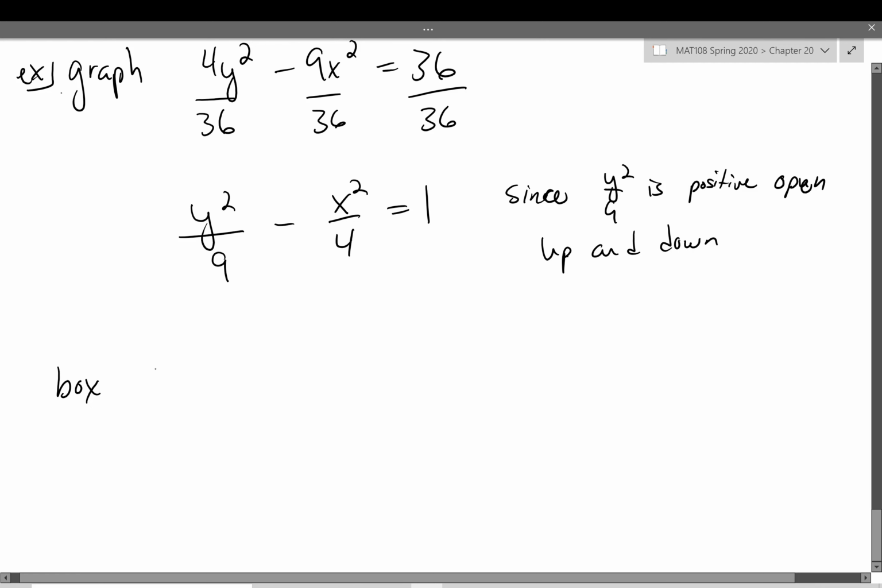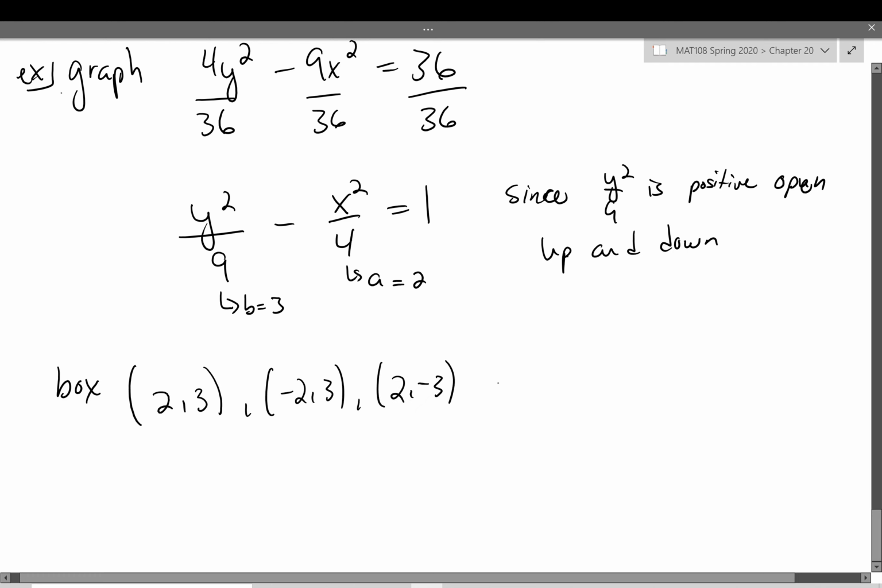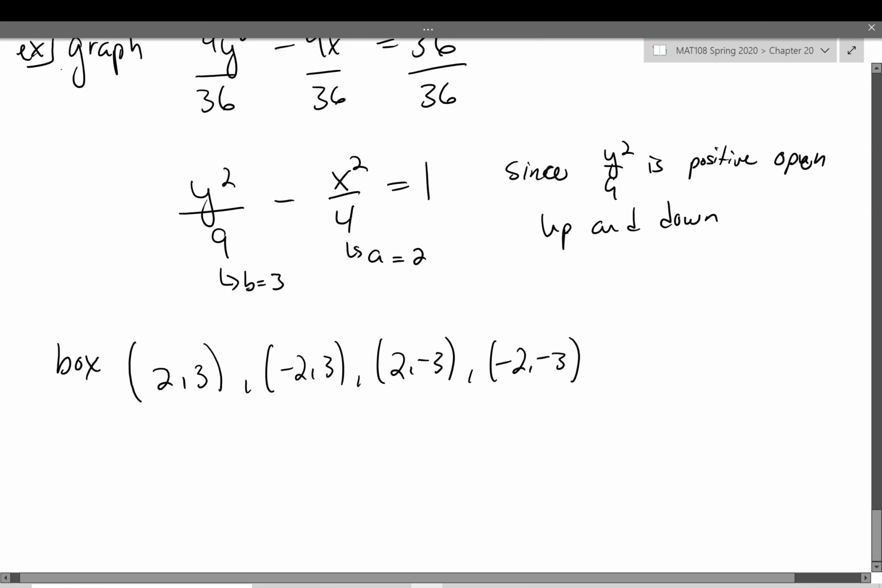Okay? Now let's find our box. So the box will have the points. Now, the points come from here and from here. So remember, this is going to be B. This is going to be A. So B equals 3 and A equals 2. And that's because 9 is 3 squared and 4 is 2 squared. So our box will have the points 2, 3, negative 2, 3, 2, negative 3, and negative 2, negative 3. Okay?